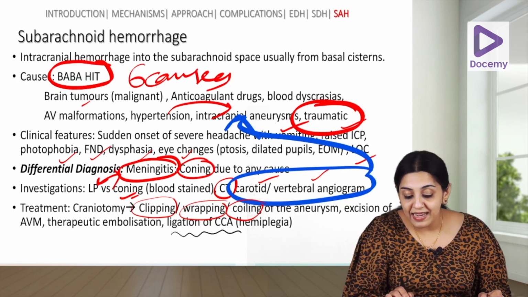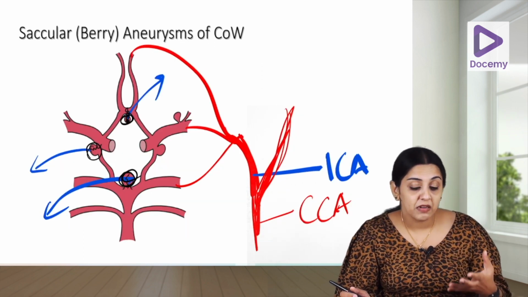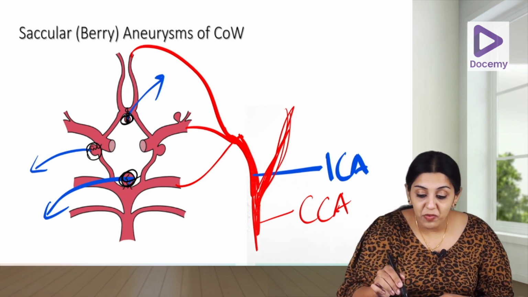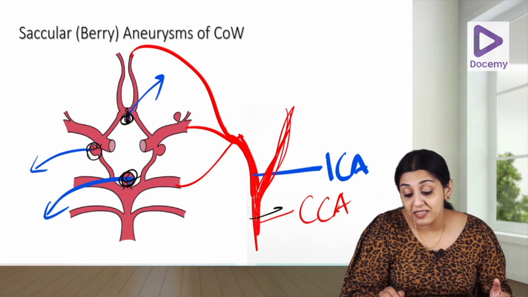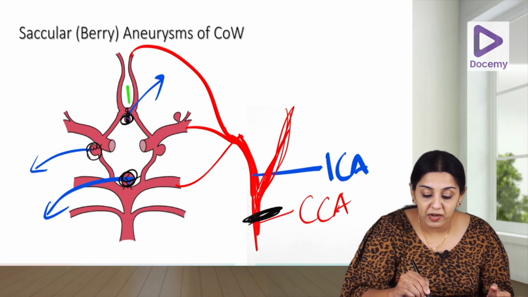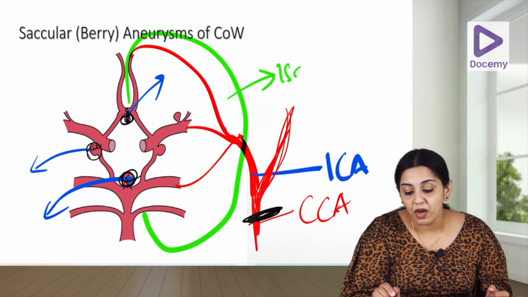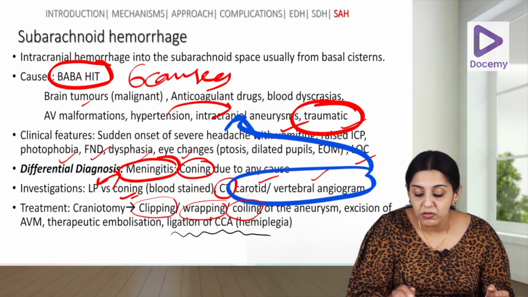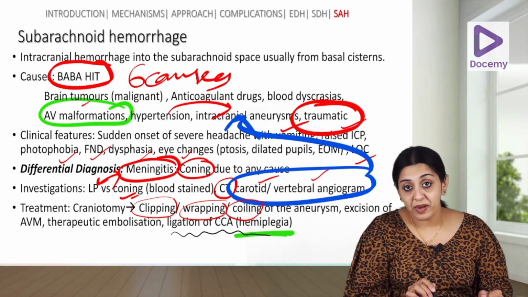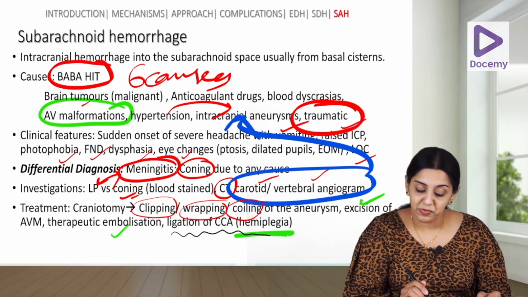Other than that, what can you do? You may have to ligate the common carotid artery. Finally, if you can't do anything, there are multiple aneurysms and the bleeding is not settling, what you may finally do is a ligation of the common carotid artery. Now, when you do a ligation of common carotid artery, what happens to this half of the brain? It will go for ischemia, and that can lead to hemiplegia. Then, if it is an AVM which is causing the subarachnoid hemorrhage, it can be excised, or you can do therapeutic embolization as and when required.